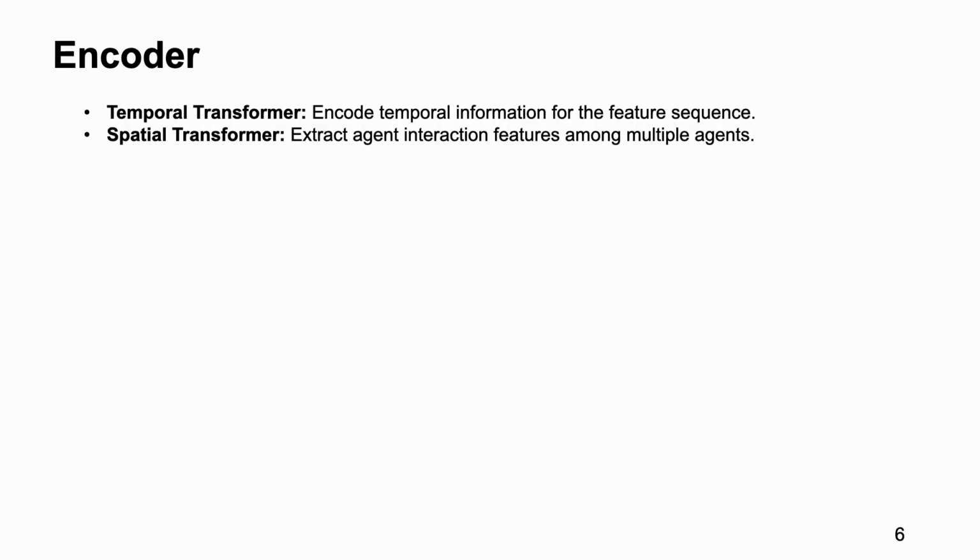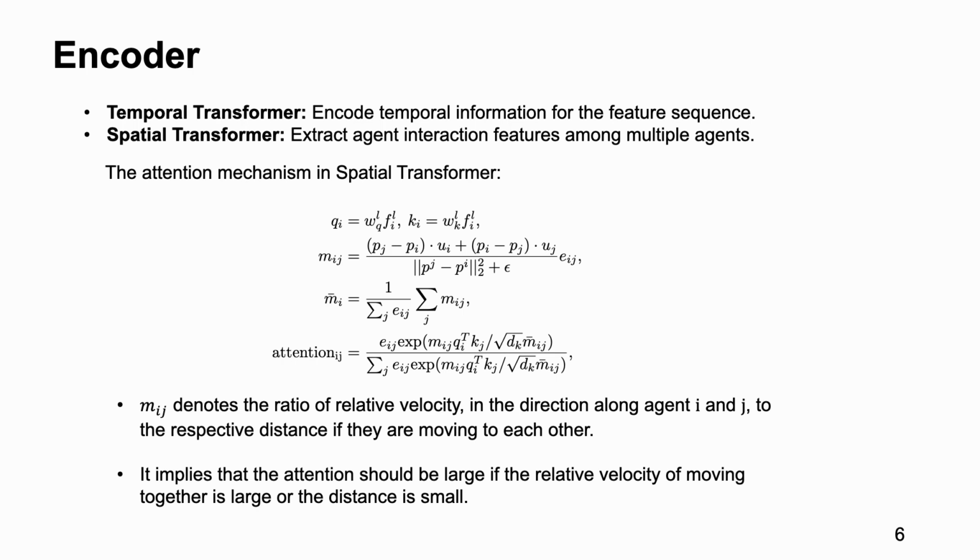We use the spatial-temporal transformer as our encoder. The spatial transformer and temporal transformer are concatenated to generate latent vectors. Different from the standard attention module, we incorporate interaction graphs in spatial transformers to model agent interactions more explicitly. The Mij denotes the ratio of relative velocity, in the direction along agent i and j, to the respective distance. We add the relative velocity to the attention mechanism. It means that the attention should be large if the relative velocity of moving together is large or the distance is small.